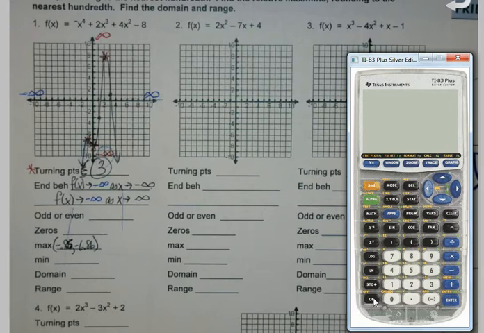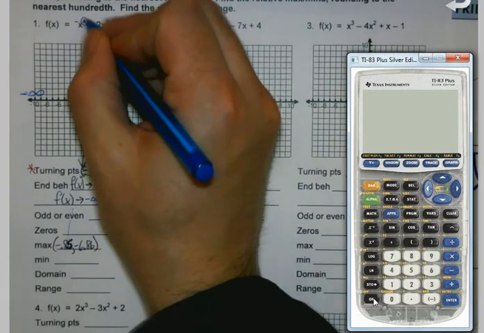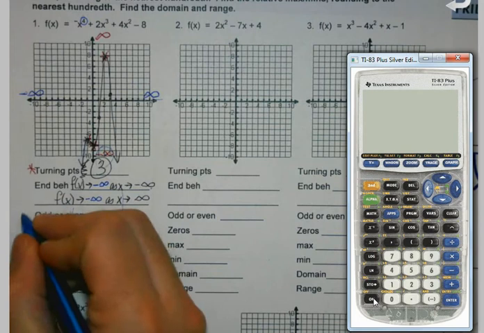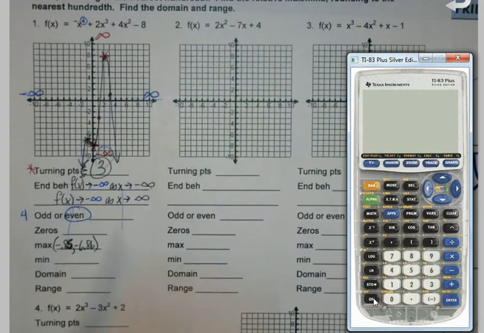Odd or even just asks what the function is. So here, I have a 4th degree function. Last time I checked, 4 would be an even number. So that's how I can determine which way that's going to be going.